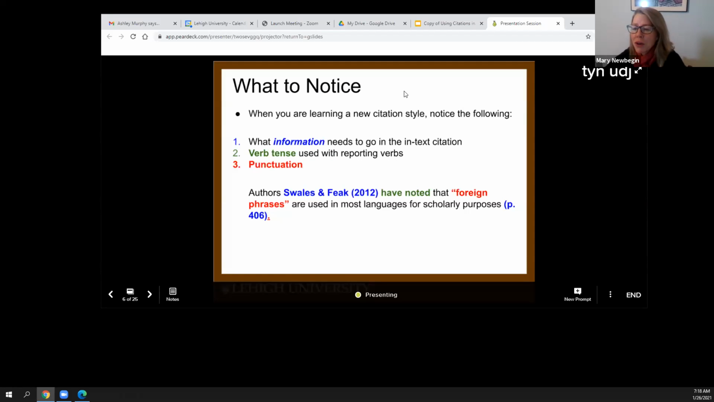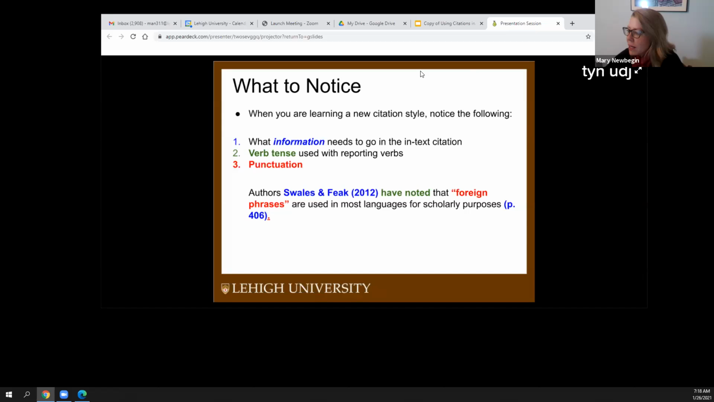All right, so when you're learning a new citation style, let's talk about what to notice. I've done a little color coding here so you can see. I've got a 1, 2, 3, and then I've got a phrase from a book that I use below, and it's color coded. So what information needs to go in?